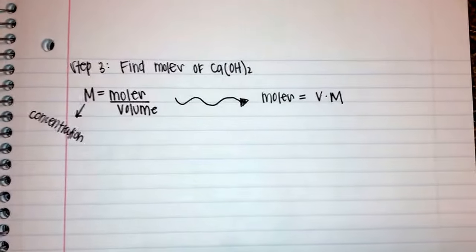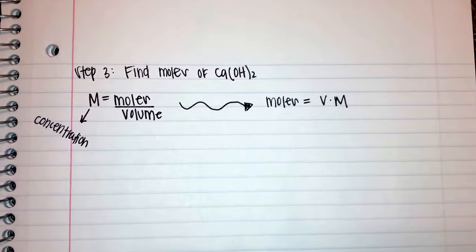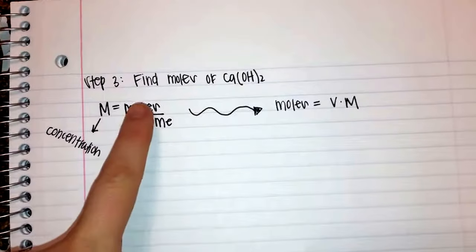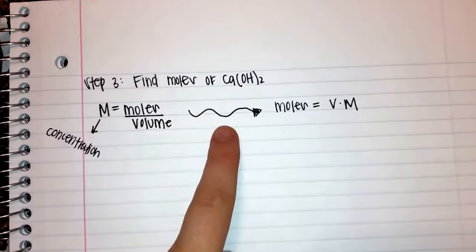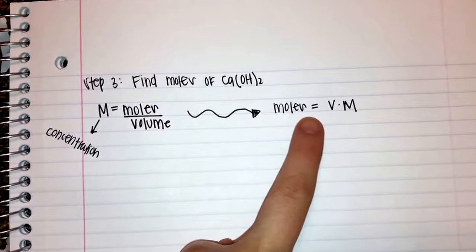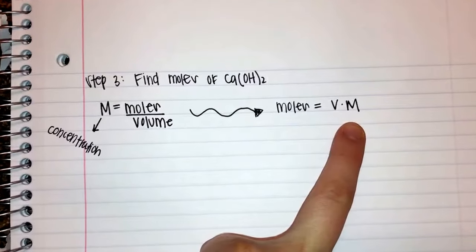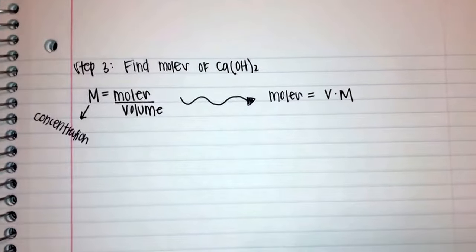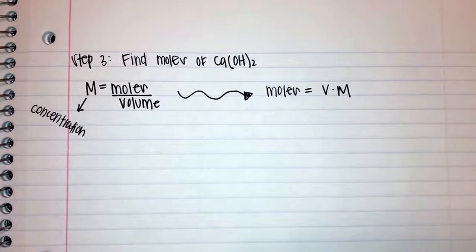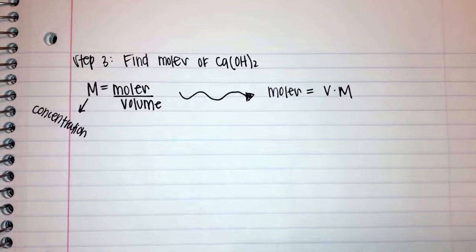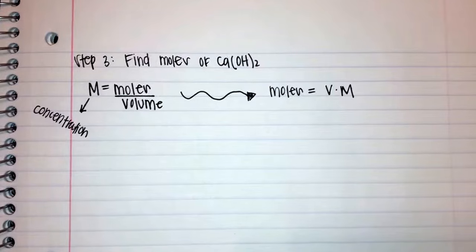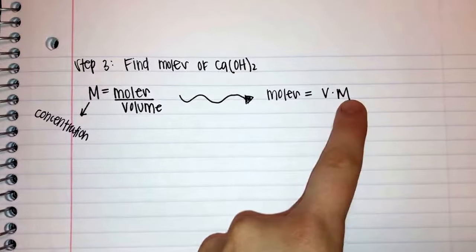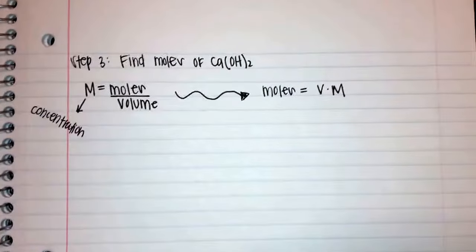Next, we're going to move on to step 3, which is to find the moles of Ca(OH)2. This is the molarity equation. Concentration equals moles over volume. We're going to rearrange this equation to be moles equals volume times concentration. This is a capital M, and this is moles. It's important not to confuse molarity and moles. The volume of Ca(OH)2 is given in the original problem, and so is the molarity. So we will use that to find the moles.